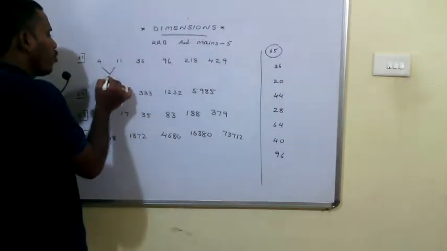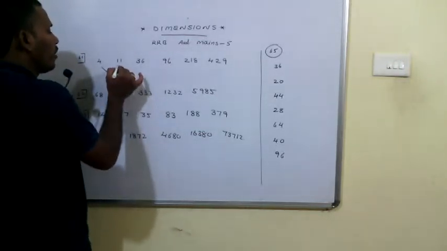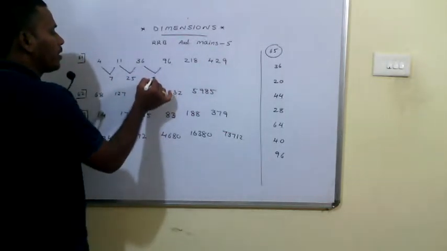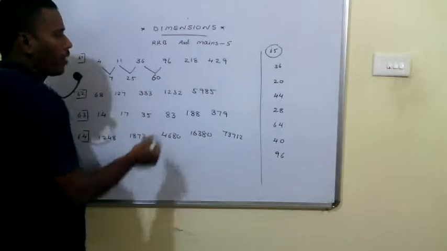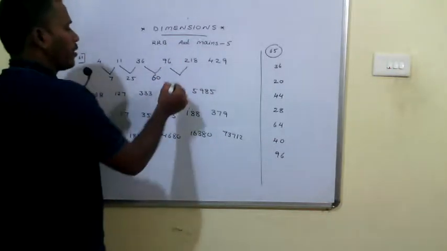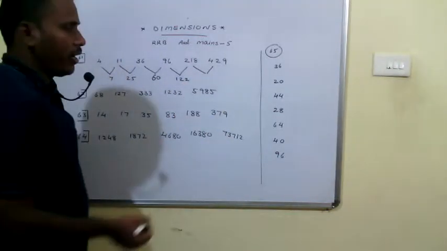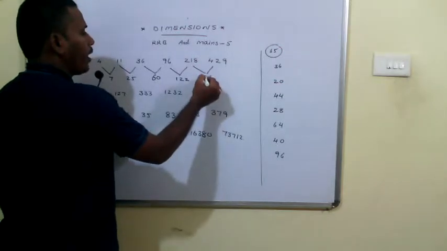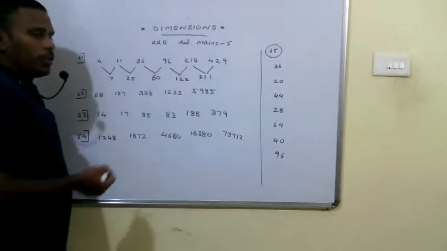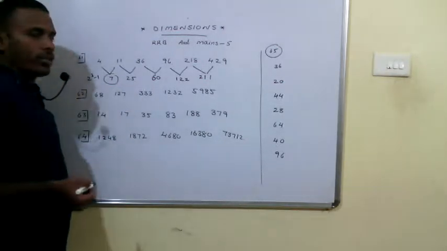The difference between 4 and 7 is 3, and 11 is 4. Then the difference between 11 and 36 is 25, and the difference between 36 and 96 is 60. Whereas the difference between 96 and 218 is 122, and between 218 and 429 is 211. Okay, so now if you observe, this 7 can be expressed as 2 cube minus 1.